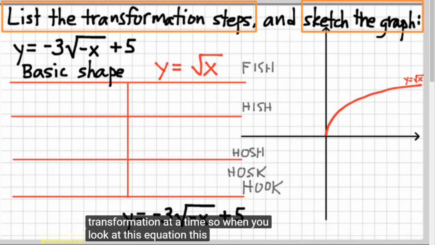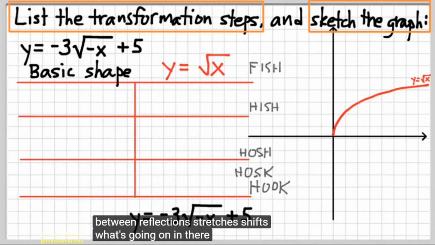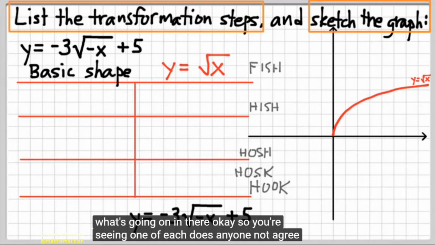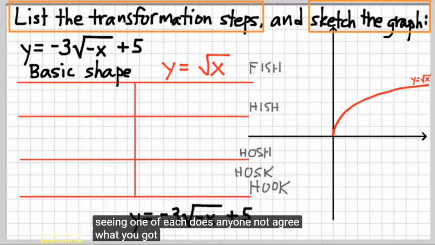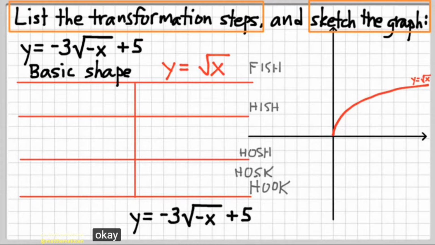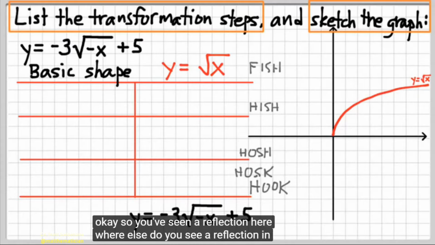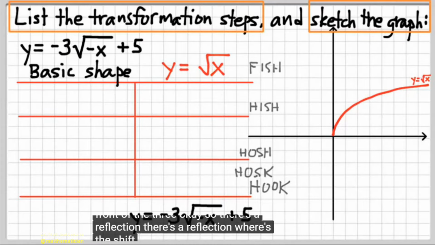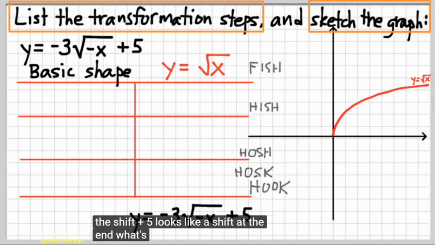So when you look at this equation, this formula, what kinds of transformations do you see between reflections, stretches, shifts? What's going on in there? Stretch, reflection, and shift. Okay, so you're seeing one of each. Does anyone not agree? Two reflections and a shift. Okay, so you're seeing a reflection here. Where else do you see a reflection? In front of the 3? Okay, so there's a reflection, there's a reflection. Where's the shift? Plus 5 looks like a shift at the end. What's this 3 doing? It's a stretch, right?